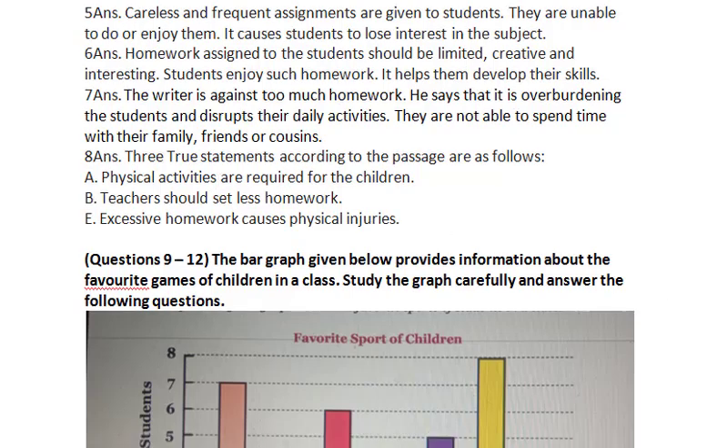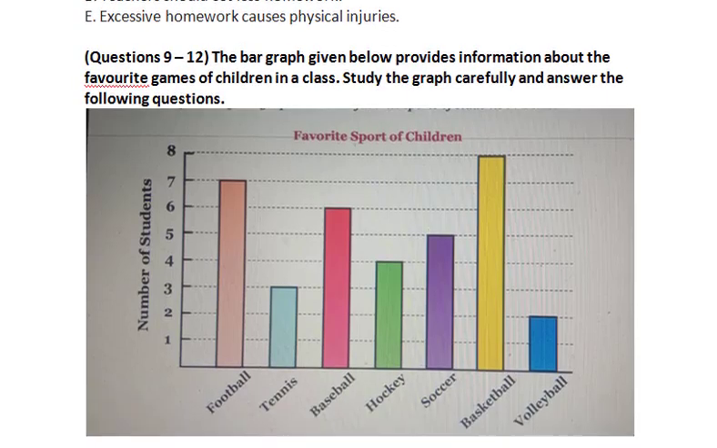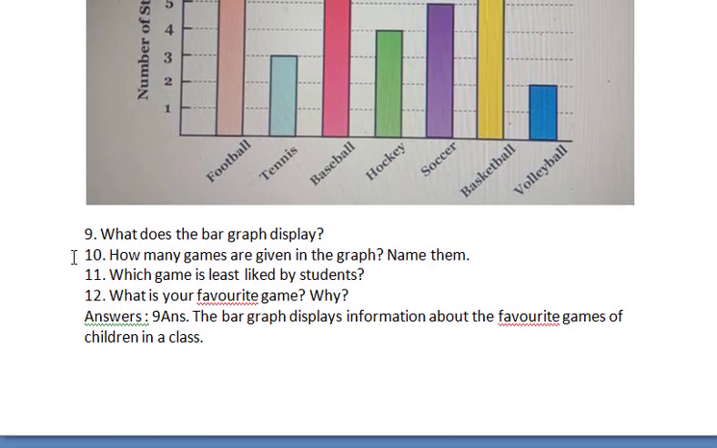And moving on to study skills questions 9 to 12. Here the questions are based on diagrams like bar graph, table, pie chart, and so forth. Here you have a bar graph, and based on the bar graph you have 4 questions. You can answer them easily, but sometimes they are not easy. And each question carries 2 marks.